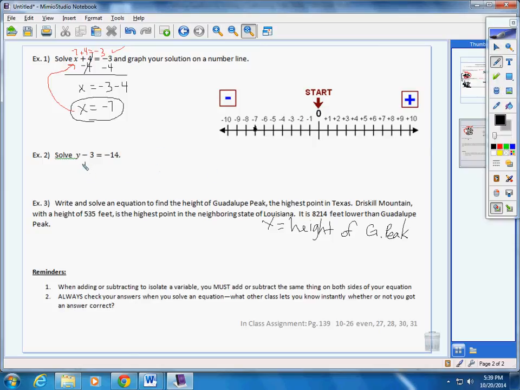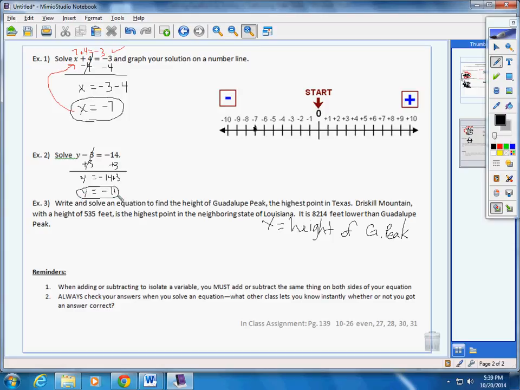Let's add 3 to both sides. So here you go. What do you have left? Well, y minus 3 plus 3 is really just y plus 0, or y. And negative 14 plus 3 is really just negative 11. So y equals negative 11.